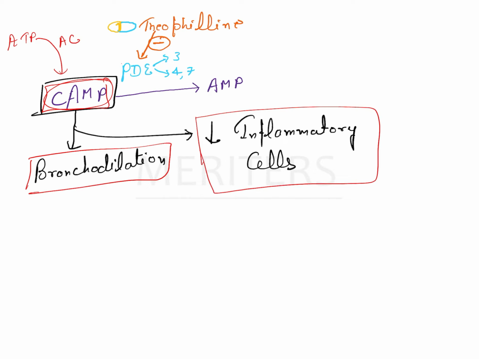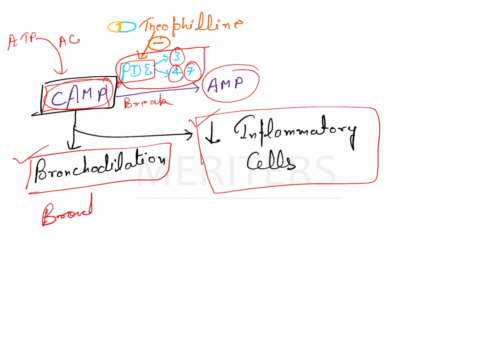Okay, now what happens? There are certain enzymes known as phosphodiesterase 3, 4 and 7. These generally break the cAMP into AMP, and this AMP doesn't have the function of bronchodilation and reducing the inflammatory cells. Now, who is the culprit in this? The actual culprit is phosphodiesterase, because whenever there is asthma or COPD, there will be bronchoconstriction, and there will be more and more inflammatory mediators, more and more inflammation.